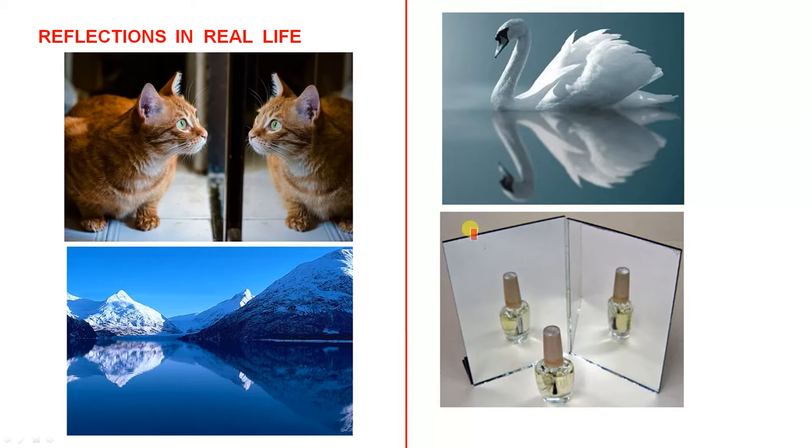Reflections in real life. Here's our example of a mirror, the cat looking at itself. These are beautiful examples in nature where some part of nature is reflected in clear water. For example, that could be a lake there, and those beautiful mountains are reflected in the lake. And the same with this beautiful swan, a perfect reflection of the swan in the water. And here's a bottle of perfume placed near two mirrors, and you can see the reflection in each of the mirrors. So they're just pretty good examples of reflections in real life.